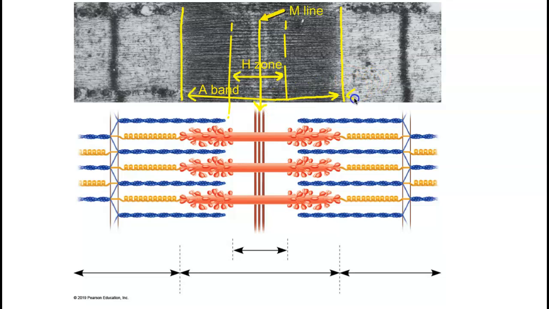We can see the lighter I band on either side of the A band. And we can see the Z line right in the middle of the I band, which is the border from one sarcomere to the next.